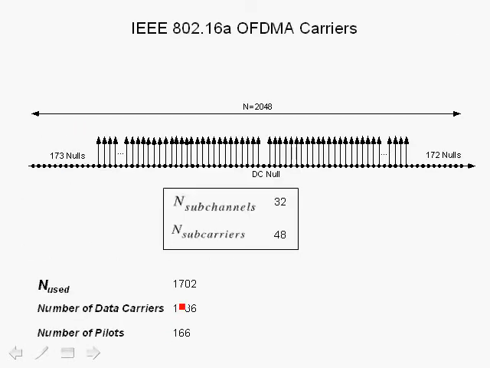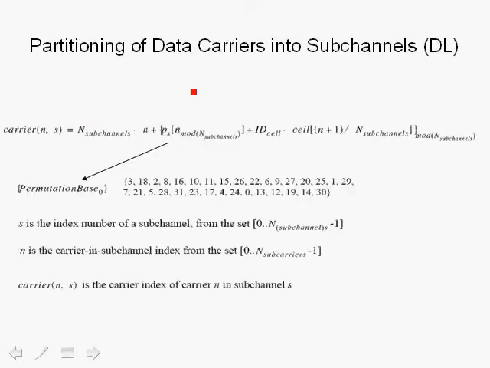So we have 1,536 data carriers. Which one of these carriers belongs to a particular subchannel? So that's what we're computing over here. For example, given the 10th carrier within subchannel number 2, what is its index in terms of the overall data carriers? So this formula is as follows. We have capital N subchannels, which is the number of subchannels, in our case 32, times the index within the subchannel. For example, N spans from 0 to 47, plus this term over here.